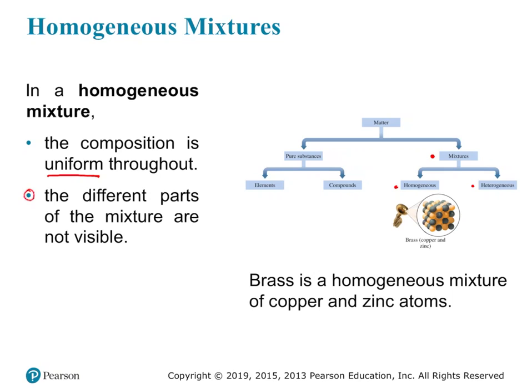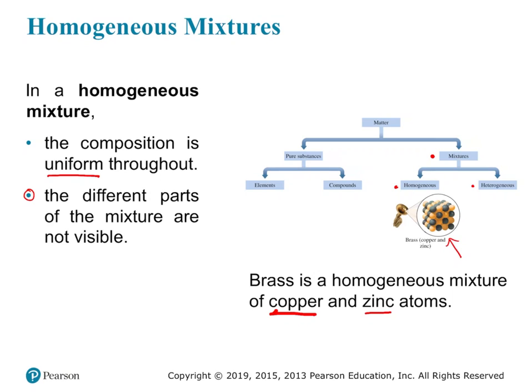One example of a homogeneous mixture is brass. Brass looks like it's pure, right? It's all one color, it's shiny, it seems to have the same properties throughout. However, brass is actually a mixture of copper and zinc atoms. And up above, you'll notice if we were able to zoom in on brass, we would actually see a mixture of different atoms.